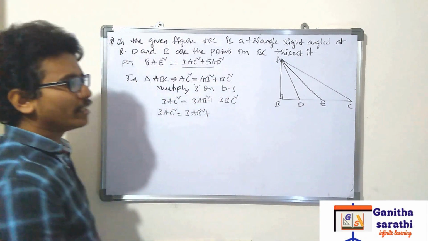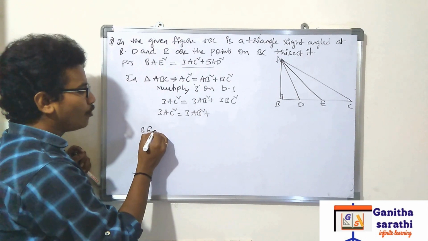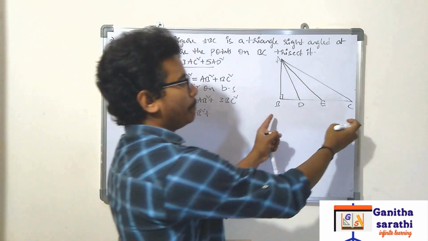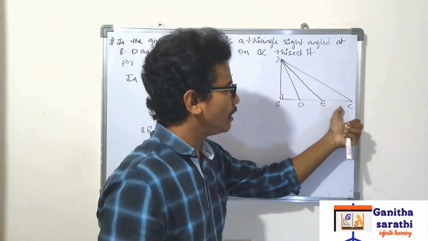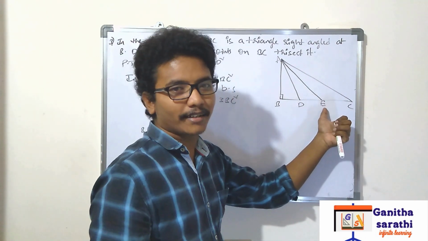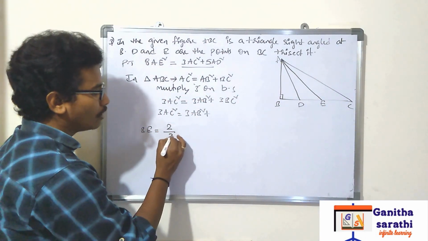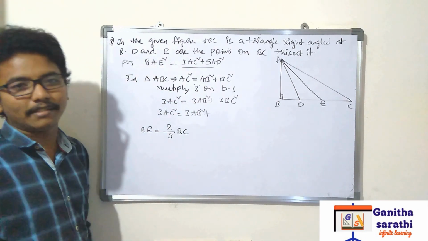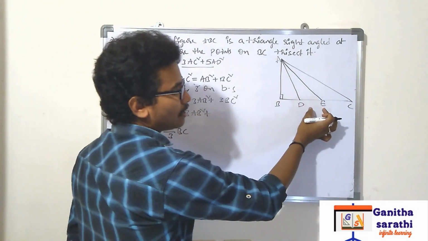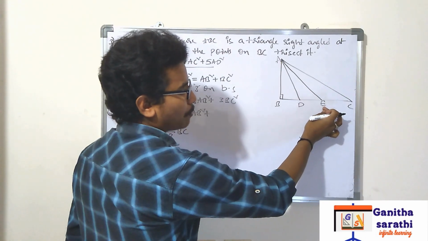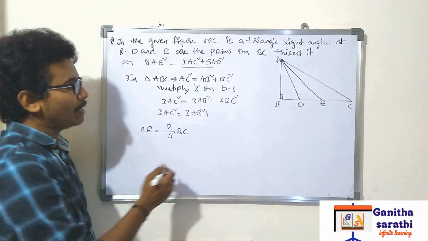How will we convert BC into BE? See here, I am taking the condition. How can you write BE in terms of BC? See how many parts are there? 1, 2, 3. E is at the second point of intersection. Total parts are 3. So you can write BE is equal to 2 by 3 of BC. This is the first part and second part, so E is at the second part. That's why total 3 parts, so 2 by 3 of BC.